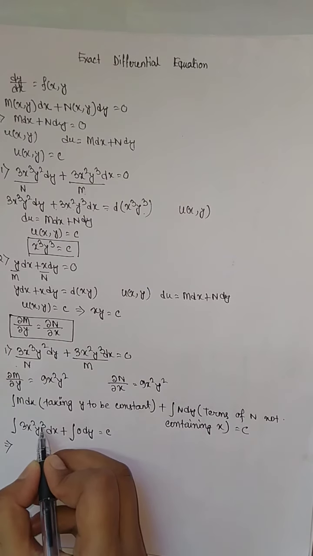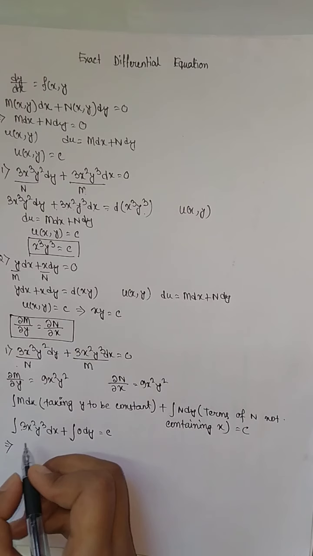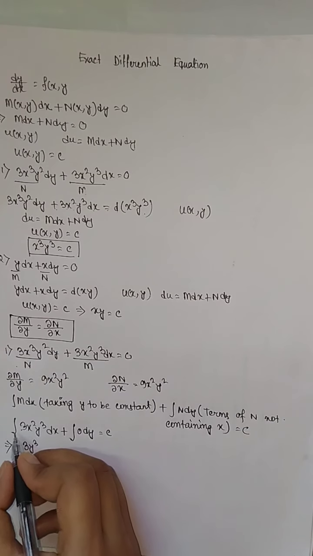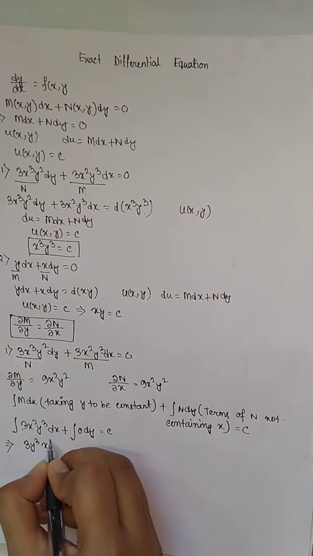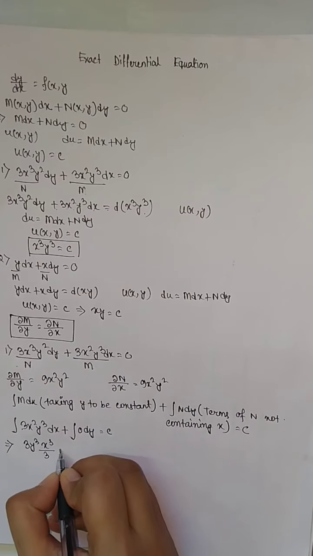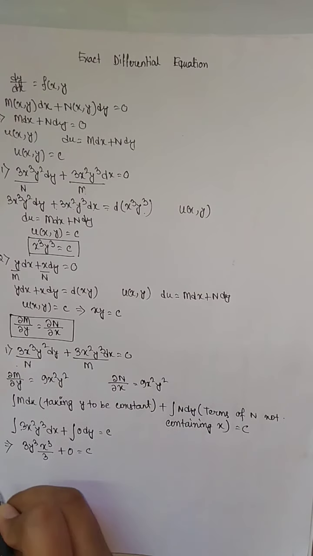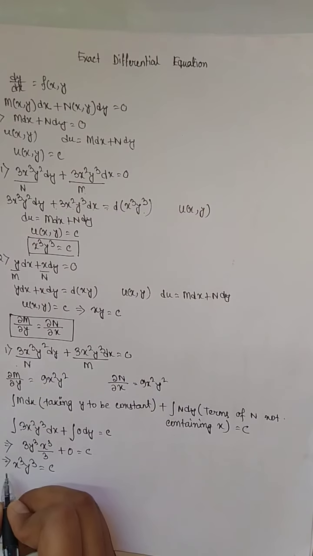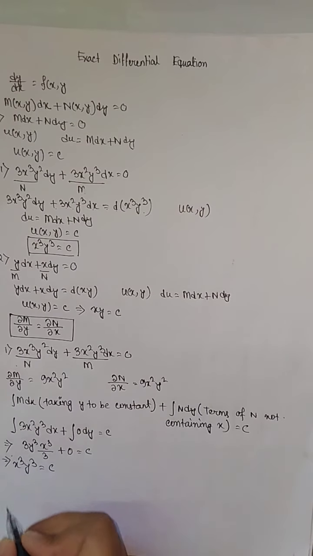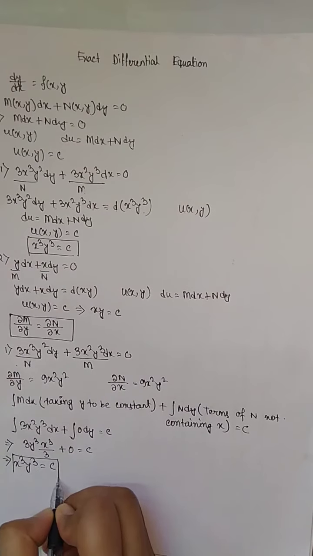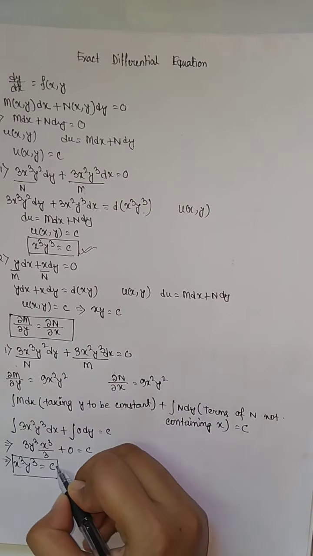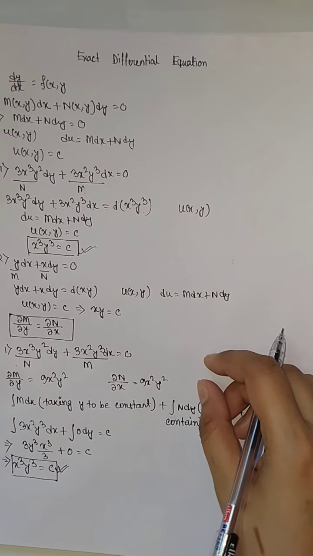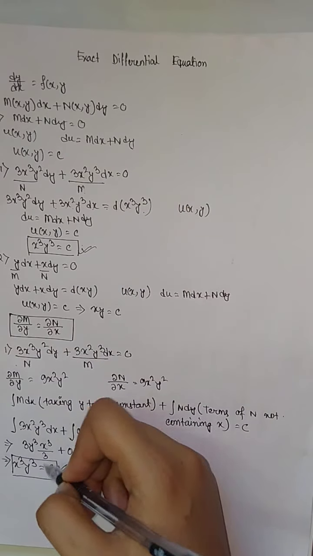now since y is constant, 3y³ times integration of x² dx, which means x³ by 3, plus 0 equals c, which implies x³y³ equals c. So this is the primitive of the differential equation. So the primitive is x³y³ equals c. You can use either of these two methods discussed here.